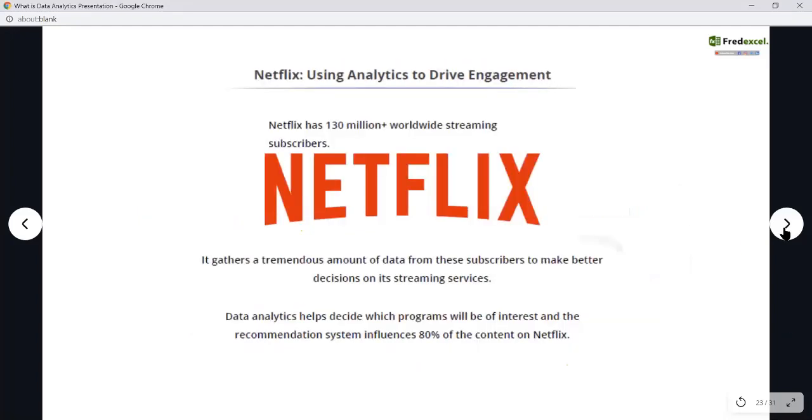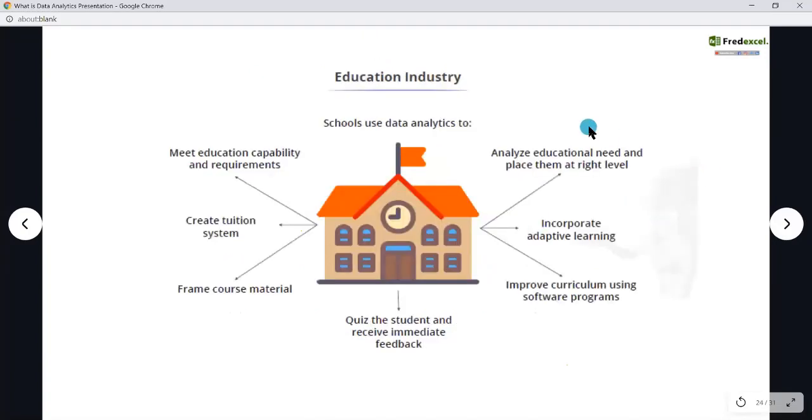The next one will be Netflix. I'm sure most of you are now following the movies on Netflix. And you see that based on the kind of movies you watch, Netflix recommends some movies to you, and based on that, you are forced to really watch those movies. Then we come to the education industry.